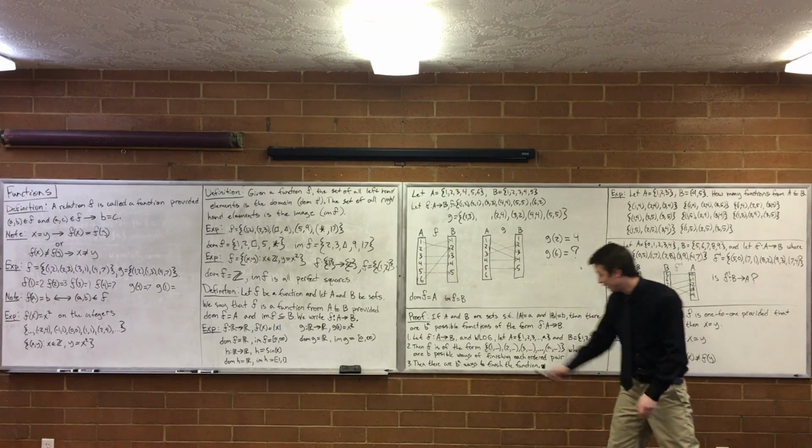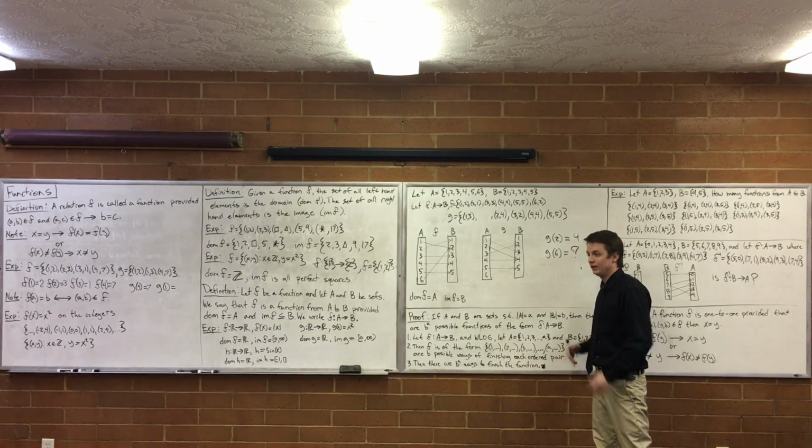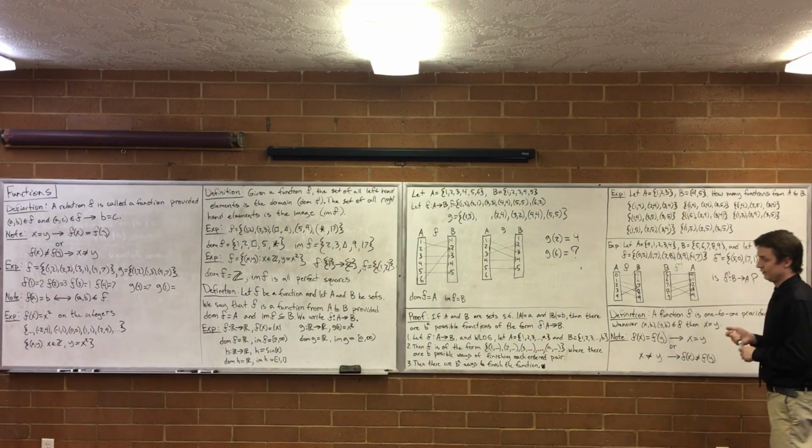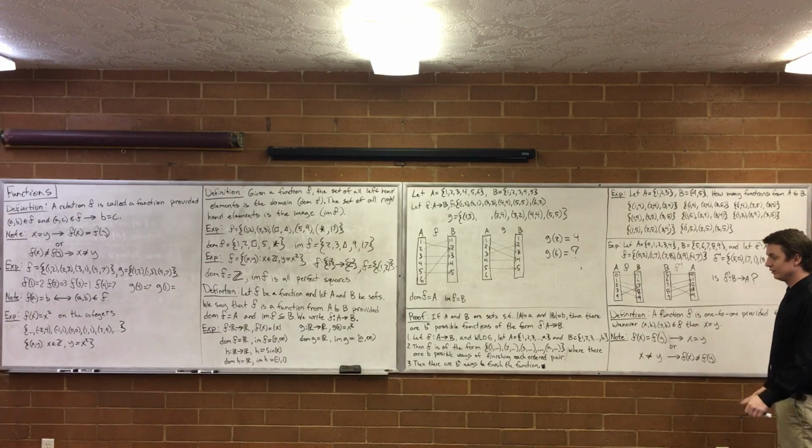So I have B times B times B times B, A times, ways I can fill that out. B to the A. And that's what we're saying there. Interesting. Does that make intuitive sense?